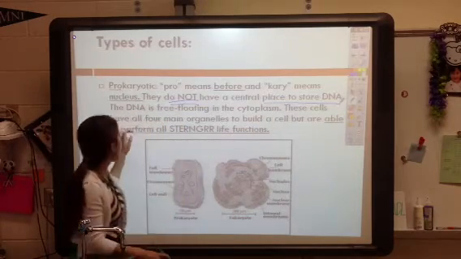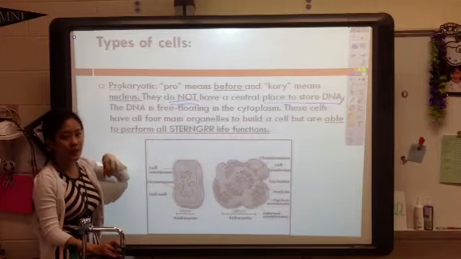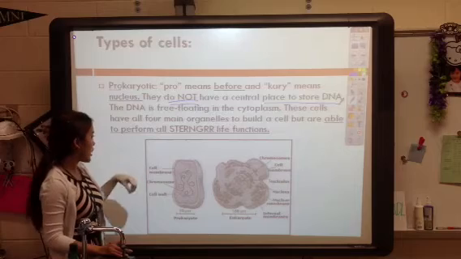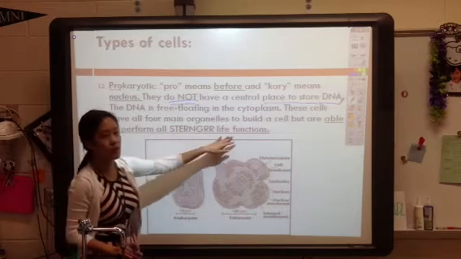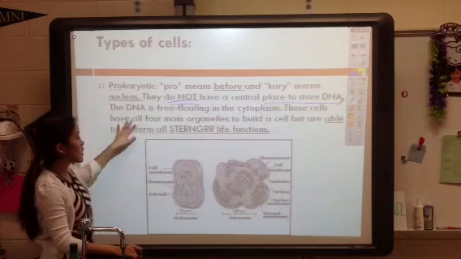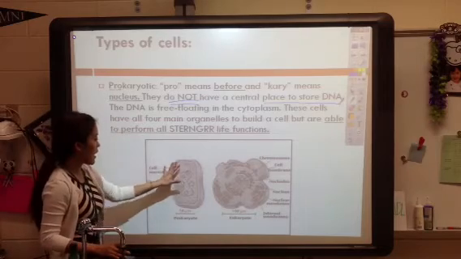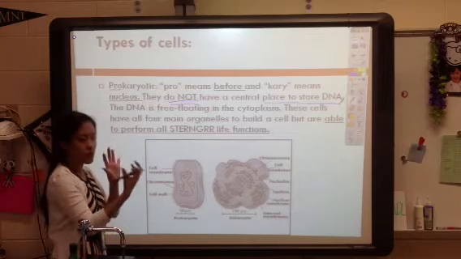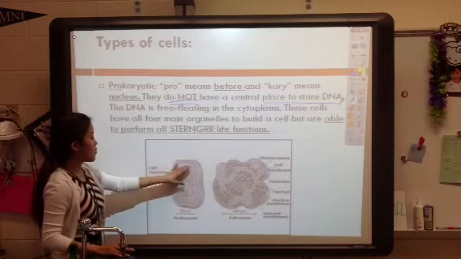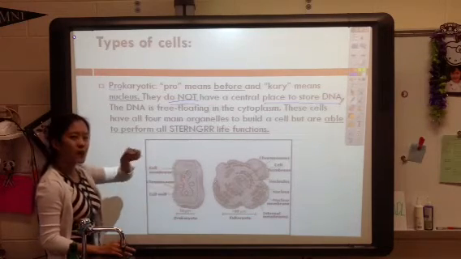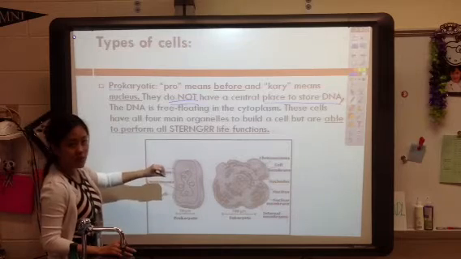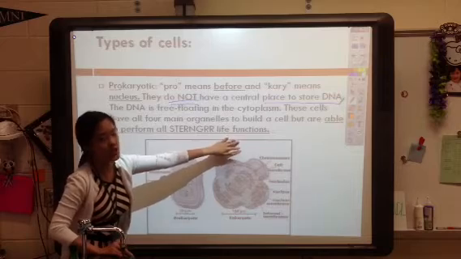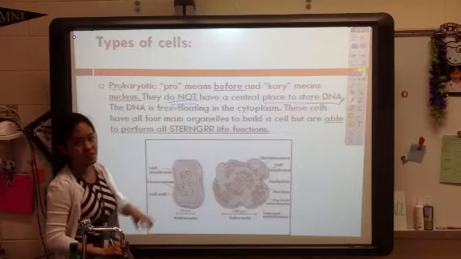And these cells have all 4 main organelles to build a cell, and are able to perform all life functions. So they only have those 4 main parts. They have a cell membrane, they have that DNA, and it's usually in the form of a loop. And we have the cytoplasm, and we also have those tiny ribosomes. We'll see later on what they look like. Tiny ribosomes to make proteins so that they can function. They will perform all life functions.